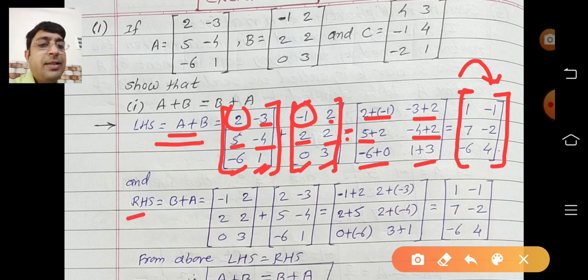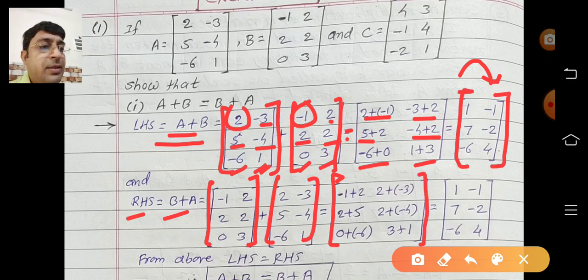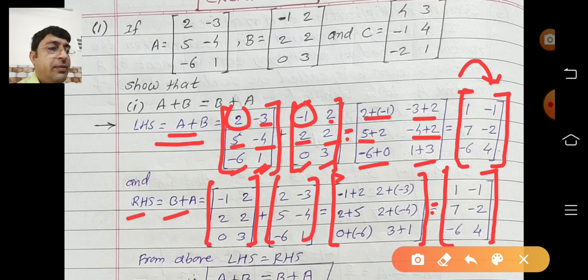Next, right hand side B plus A. So matrix B plus matrix A. Make the addition of the corresponding elements as per their position and see the answer. After addition we are getting this answer. Now compare these two matrices.